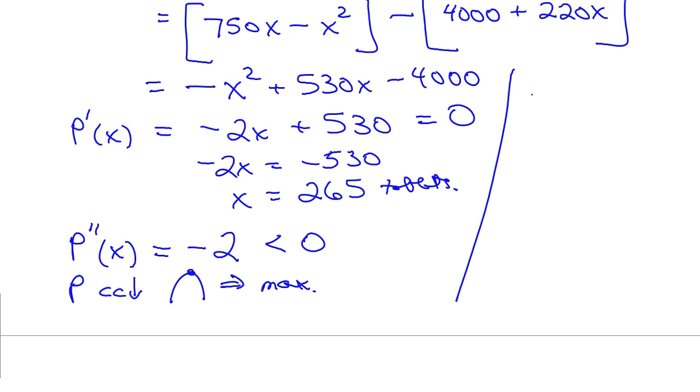And finally, what is the price that should be charged to maximize profit? We'll take the number of tablets and plug it into the price function, and that's $485 per tablet.